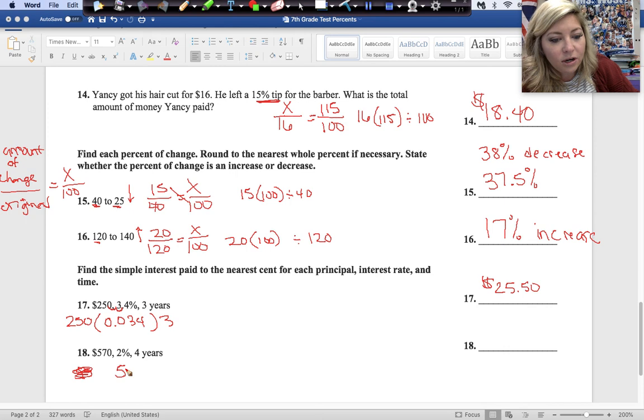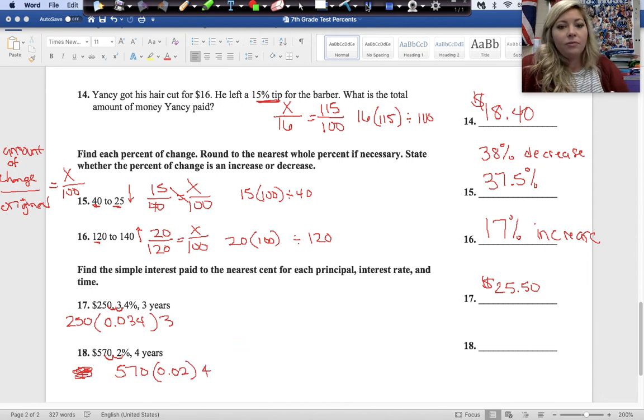Okay, and this next one is 570 times 0.02 times 4. That gives us 45.6, and again we're talking about money, so we need to annex that 0 on the end to make it out to the hundredths.